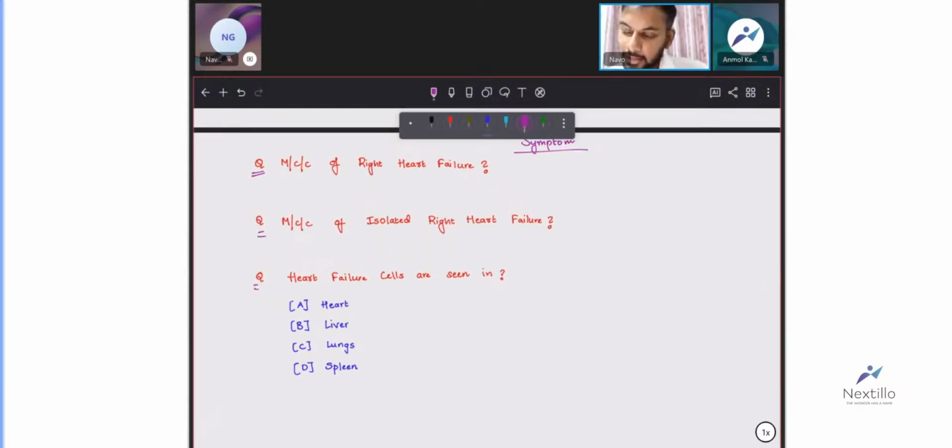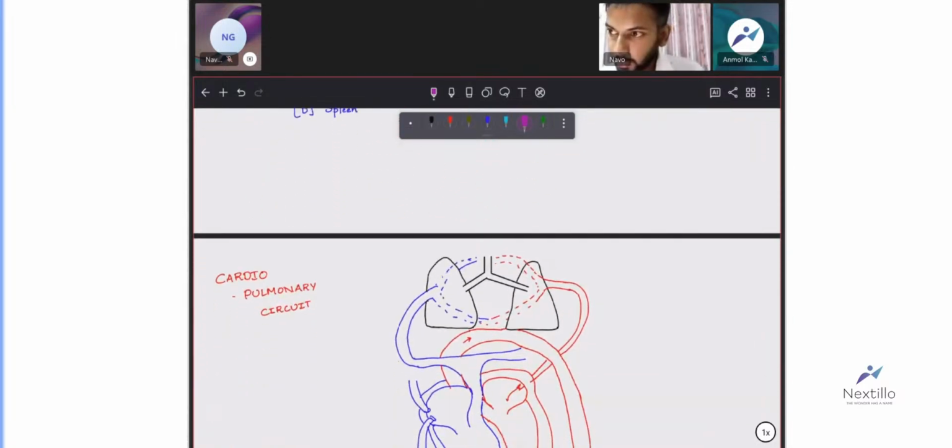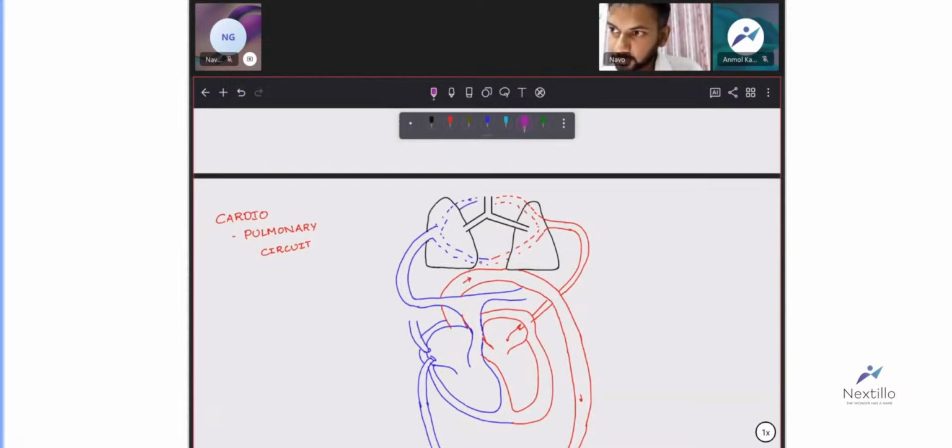Good, Chetra. Yes, left heart failure is the most common cause of right heart failure. We will see how that is. Good, good.